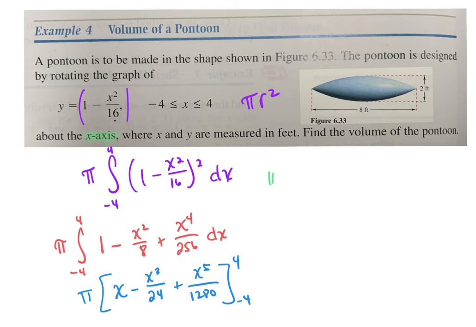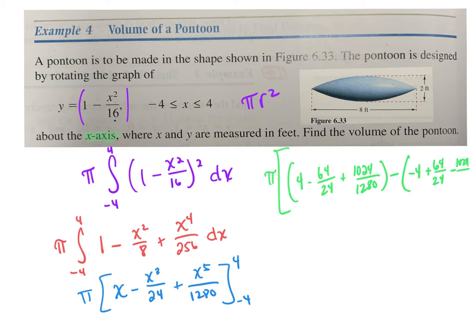If we plug it in, we'll get this first one. We get 4 minus 4 cubed, which is 64 over 24. I'm just going to write it out because I don't feel like doing it in my head. Plus 4 to the 5th, so we get 1024 over 1280. And from that, we're going to subtract a -4, which basically is going to work out to the same of all of this, but that's going to be negative. So that's 64 over 24, negative there, and the same thing, 1024 over 1280.